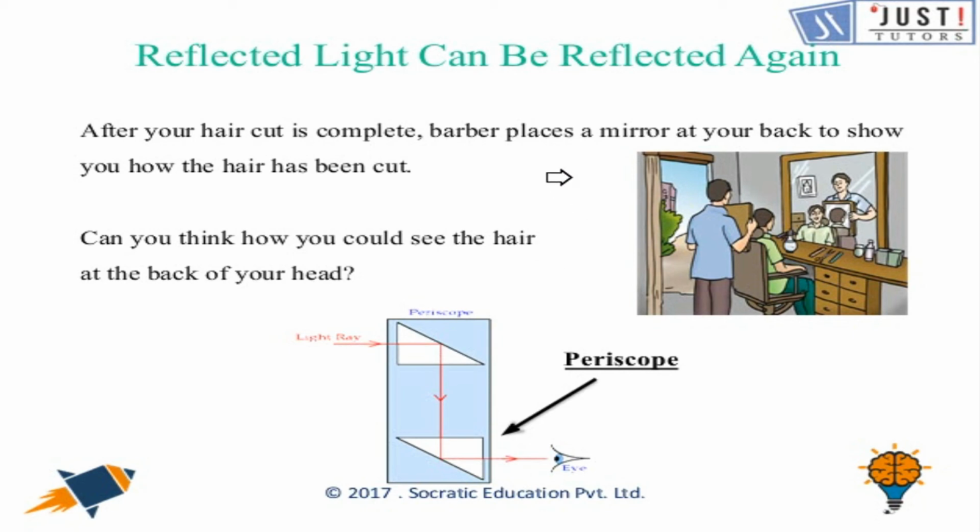This concept is also used in submarines and in tanks and bunkers. They use a periscope. A periscope has two plane mirrors placed at 45 degrees, so the light ray gets reflected twice and you get to see the image of the object here.